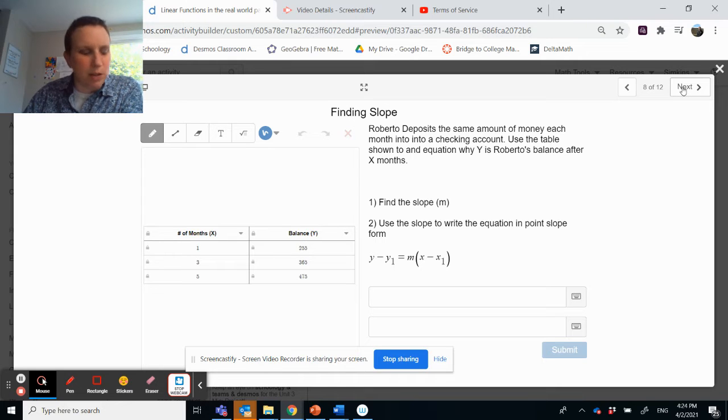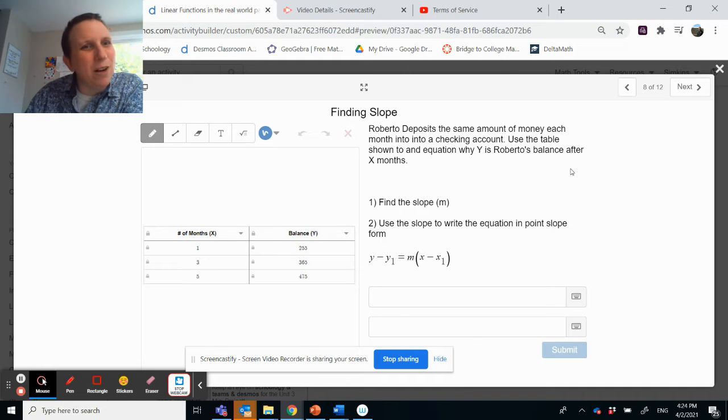So what's different about this problem is that here I gave you a table instead of giving you numbers in the word problem. So this is about Roberto. Roberto deposits the same amount of money each month into a checking account. Use the table to show your thinking, and develop an equation.